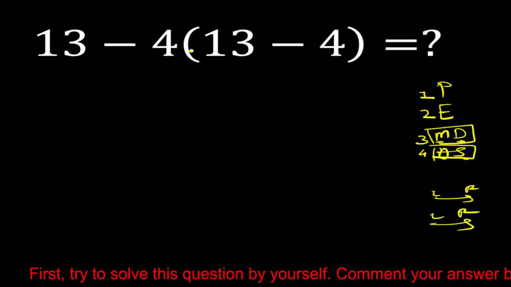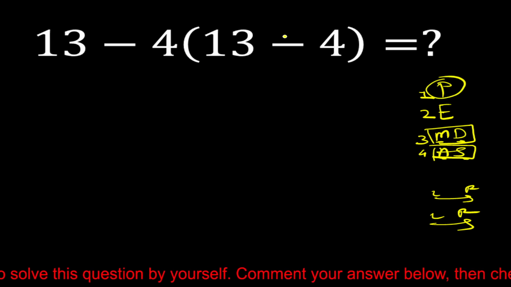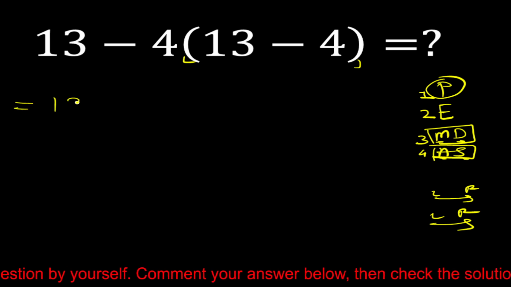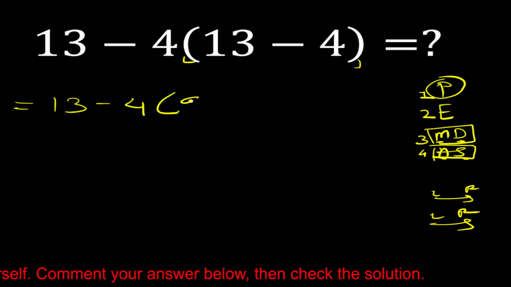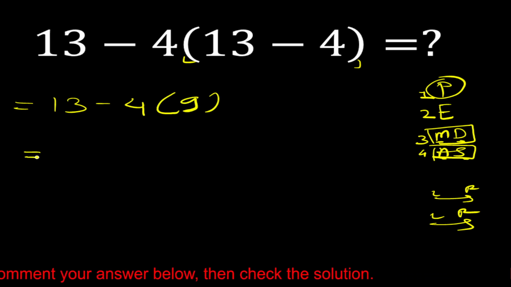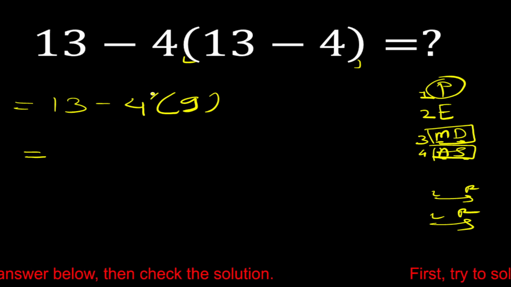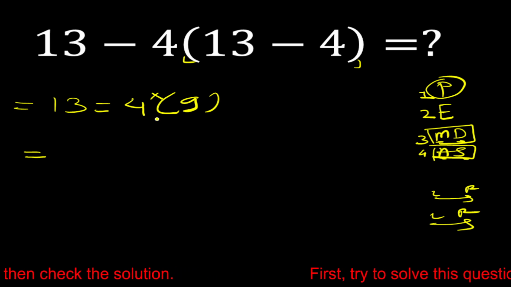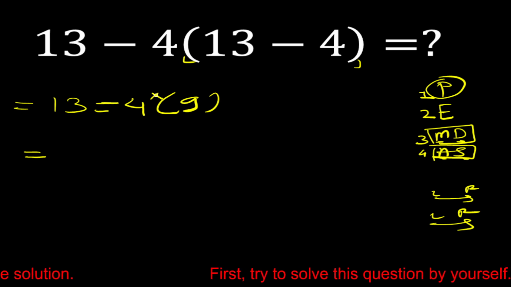So, according to the PEMDAS rule, first we have to solve the parenthesis. So first we have to solve this parenthesis. So it is equal to 13 minus 4. Now solve this parenthesis. 13 minus 4 is equal to 9. So it is equal to, here is multiplication and here is subtraction. Okay, both have equal priority. Sorry, here is subtraction and here is multiplication.